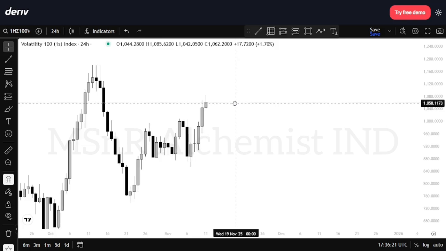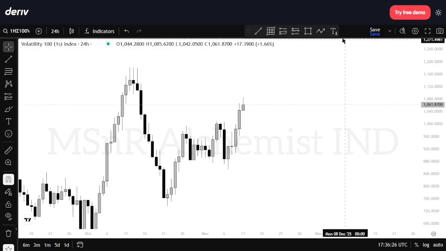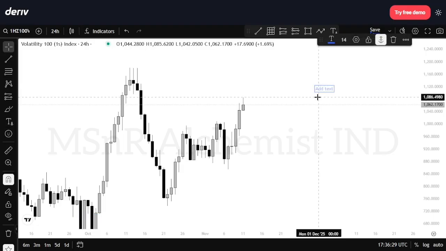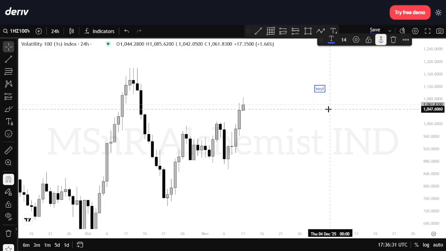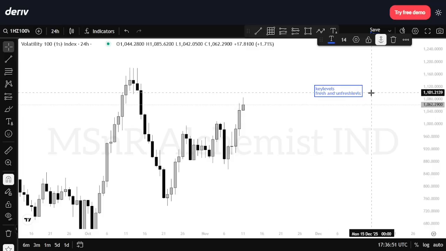So let's start from the basic. Today we'll learn about key levels, and fresh and unfresh levels. If you don't know what key levels are, let me show you.